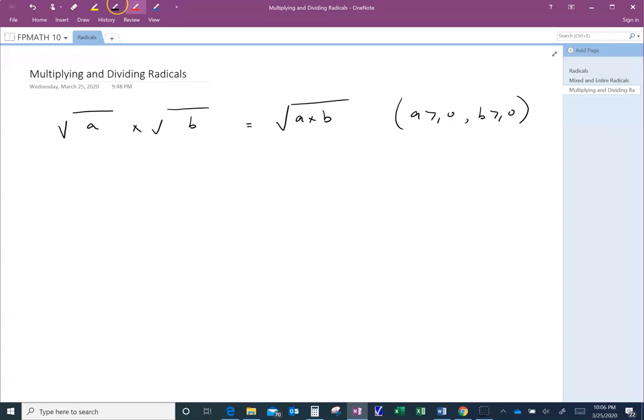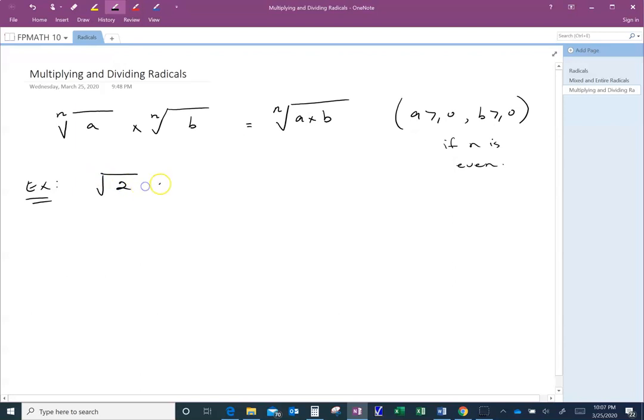And the first rule of multiplication is that if you have a setup like this, the nth root of a times the nth root of b, then by the multiplication rule you can say the nth root of a times b. But in this case, a has to be greater than 0 and b has to be greater than 0 if n is even. If it's odd, that really doesn't matter. So let's do some examples.